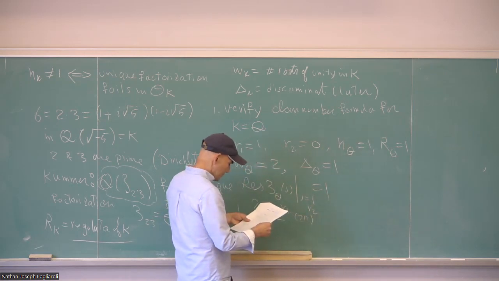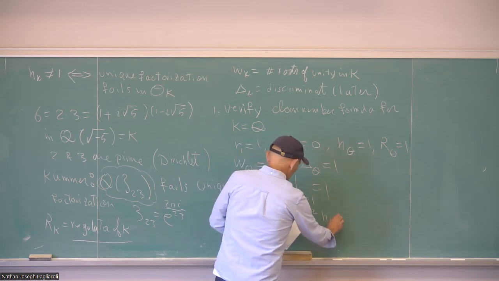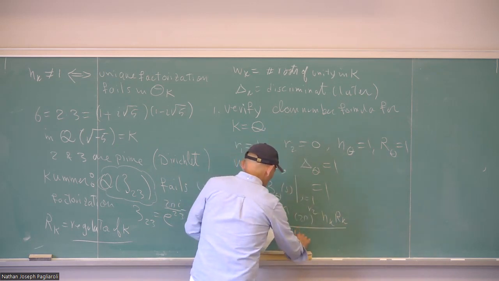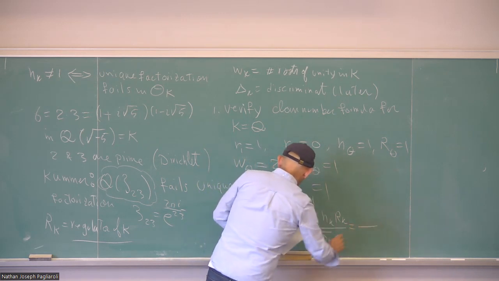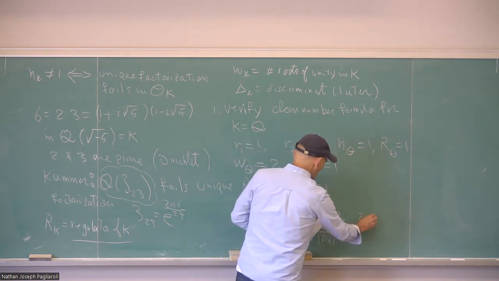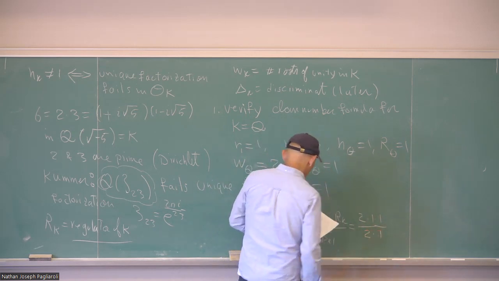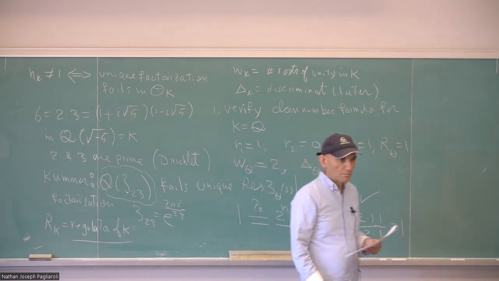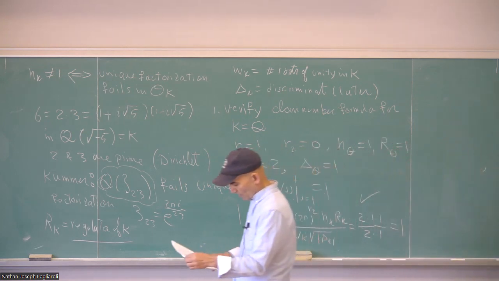We had the formula, right? HK RK divided by WK root absolute value of delta K. So this would be, well, R1 is 1, this is 2, this part is 0, this is 1 times 1 times 1, and then WK is 2, times 1. So it looks like it's equal to 1. Yes, so this verifies, at least in this case. It's verified. Good.